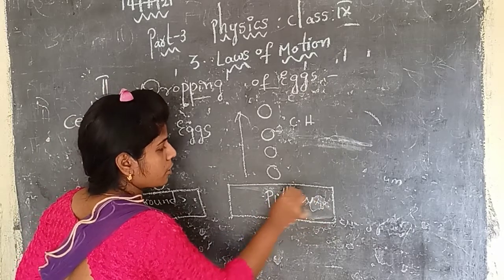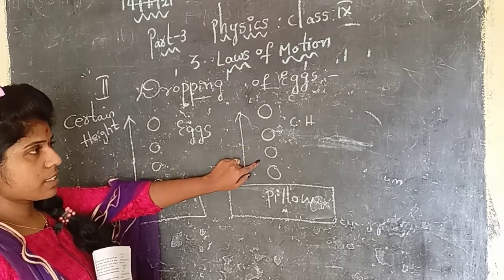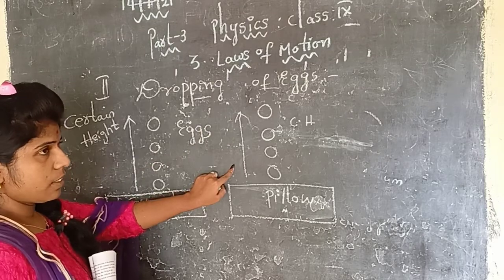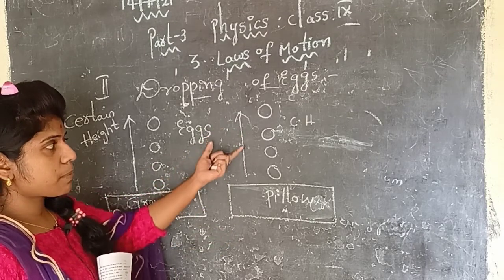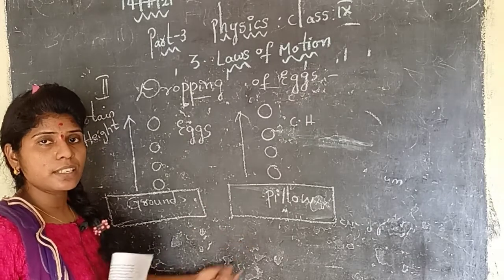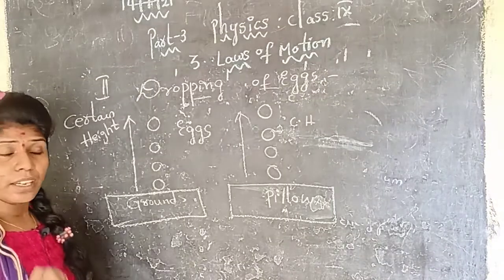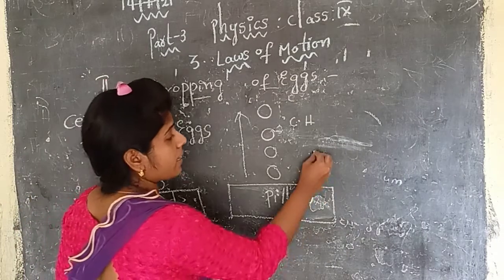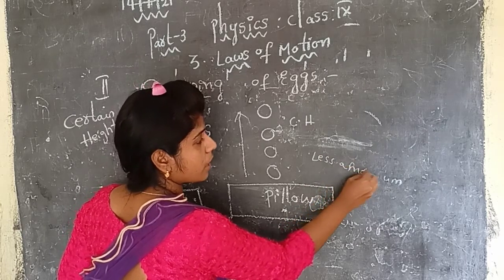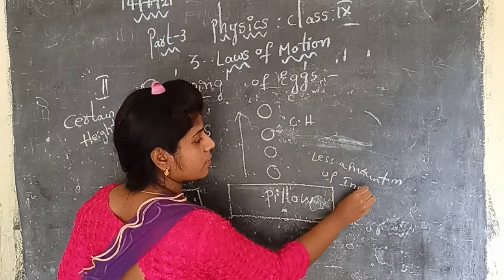So you are selecting a pillow. After selecting these eggs, you have to drop them from a certain height such that the eggs fall on the surface of the pillow. What happens? In this case, the egg will not break. Here, less amount of inertia is acting on the surface of the pillow.